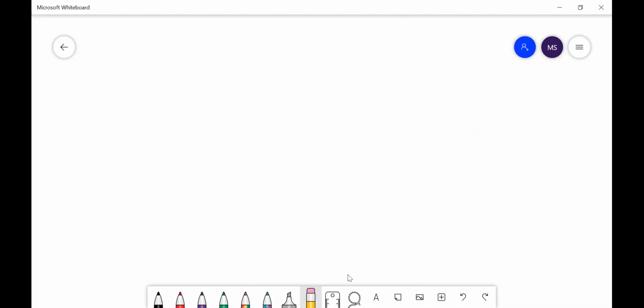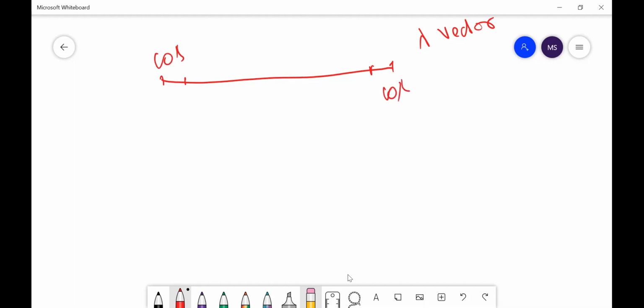Just see. Suppose this is your lambda vector. So what happened? There is some region, from here to here, which is the cos site. Cos represents the cohesive site. Because the presence of these sequences at the terminal end of the vector helps integration of the viral vector inside the bacterial genome, or inside the host cell genome.